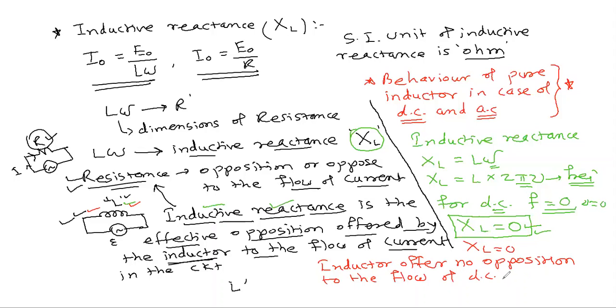Hence we can conclude that DC, direct current, can flow, since there is no opposition, that is, the inductive reactance is 0. That means there is no question of opposition. Therefore DC can flow easily through an inductor.